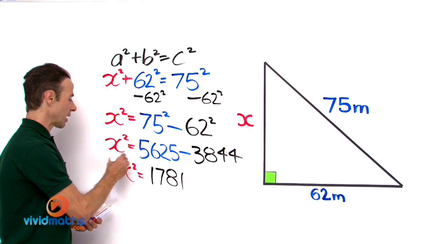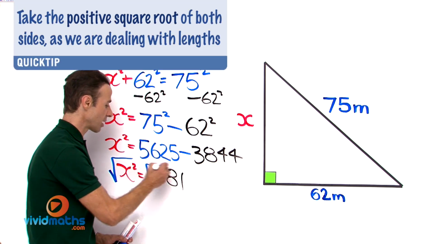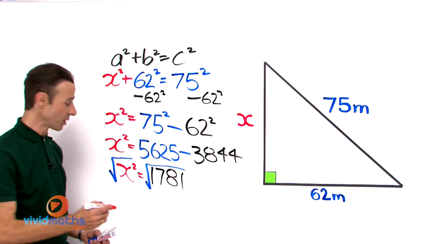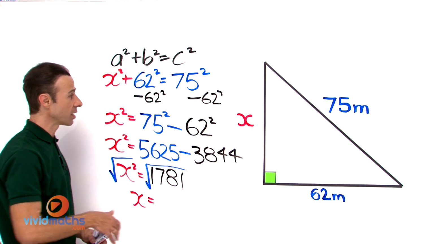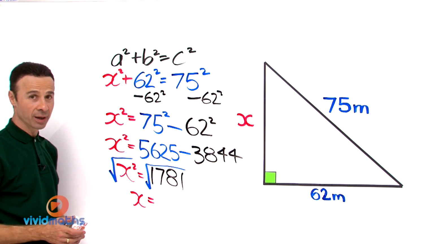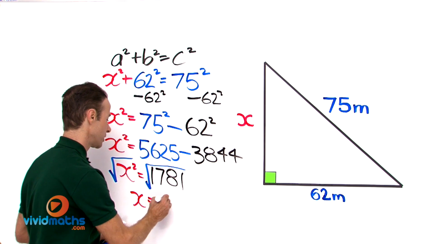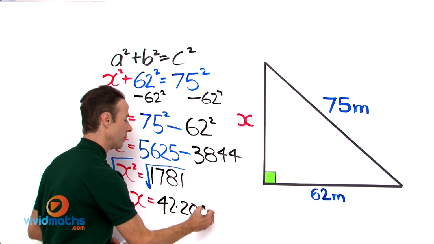So we square root the left-hand side and we also square root the right-hand side. The square root of x squared reverts back to just a normal x. So x equals, and that's the length across here that we're looking for, and the square root of 1781 is 42.20 meters.